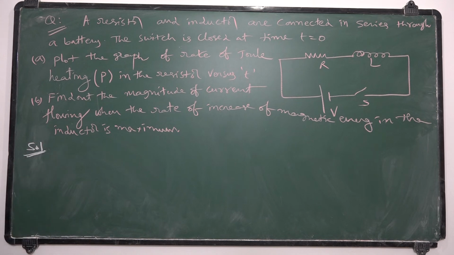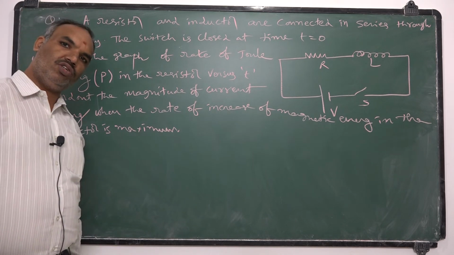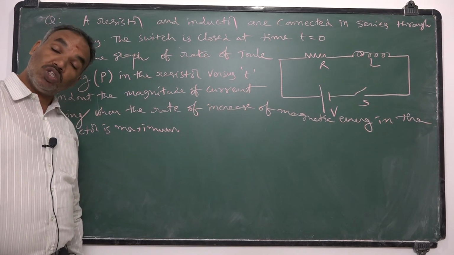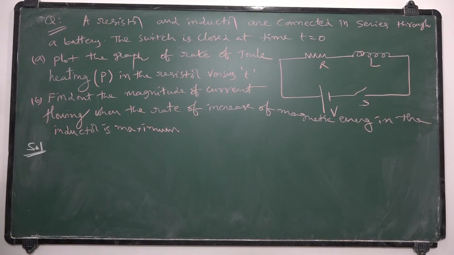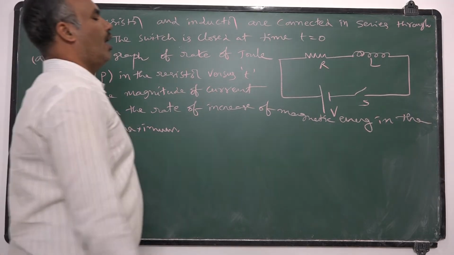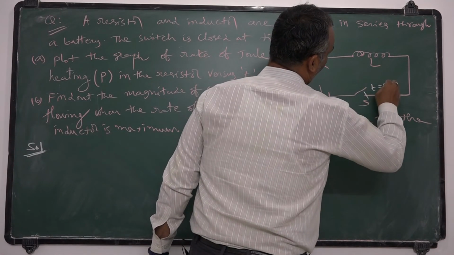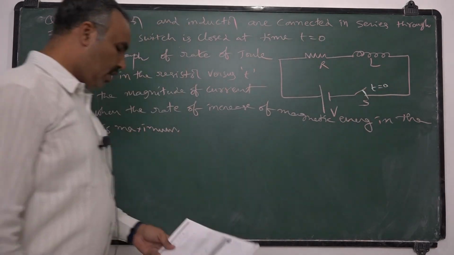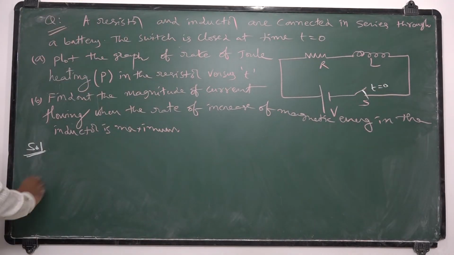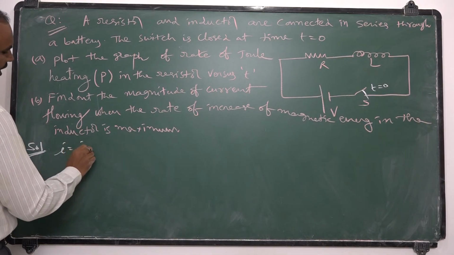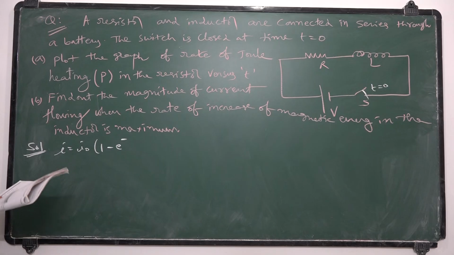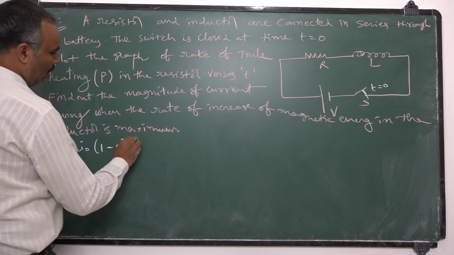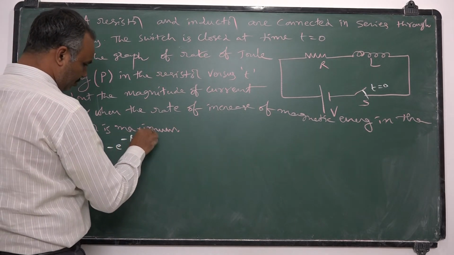First of all, for any problem based on an LR circuit, you first need to decide whether it is in growth state or decay state. As per the question, the circuit is closed at time t equal to 0, so it is in growth state. In growth state, the instantaneous current is given by I = I naught into e power minus R by L into t.